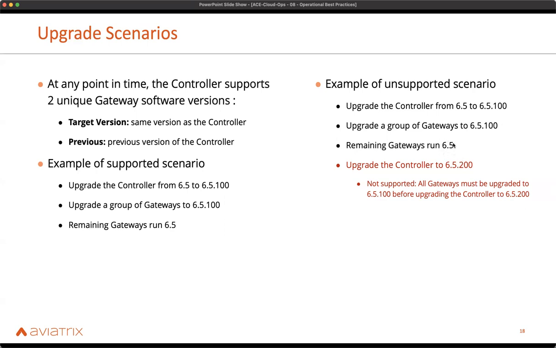Then you can upgrade the controller to 6.5.200. Because when all your gateways are at 6.5.100, that is one version behind 6.5.200. This is an acceptable scenario, but you could not have two gateway versions where one of them is the previous and the other one is even the one before the previous. You need to at least have all your gateways on the previous version before you can upgrade the controller.